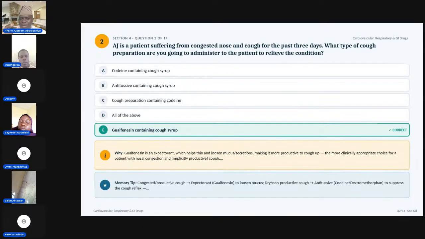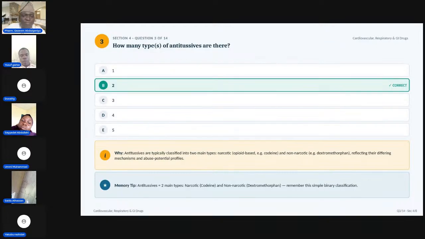I don't know if you get what I just said now. Let's say you don't have this option, but what you have in option E is a bromhexine containing cough syrup. That is your answer, because it will break down the mucus and then you can have relief. So how many types of antitussives are there?